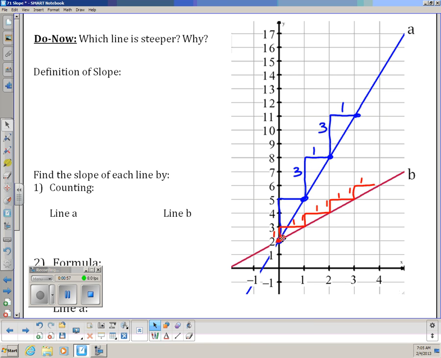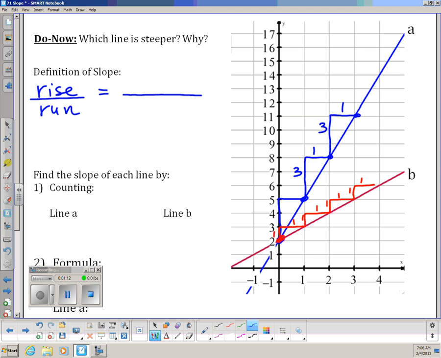And so the definition of slope, and this is the idea of slope, is rise over run. How much you're going up by versus how much you're going to the right by.